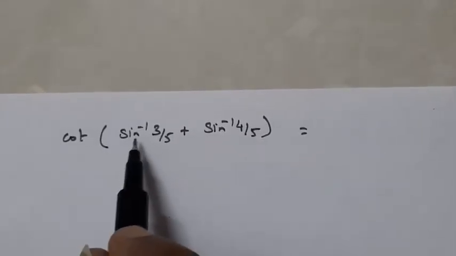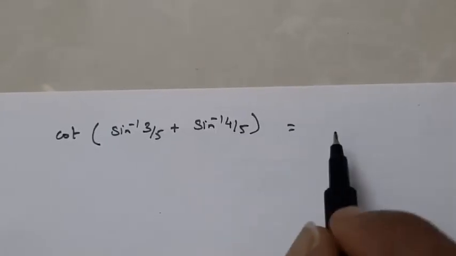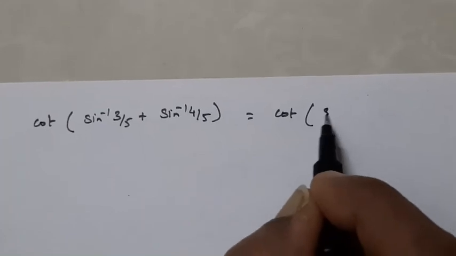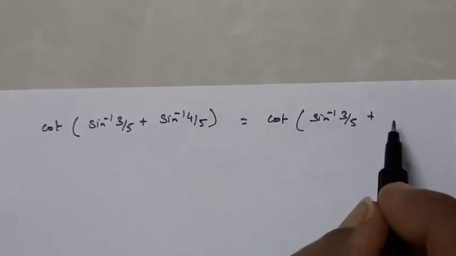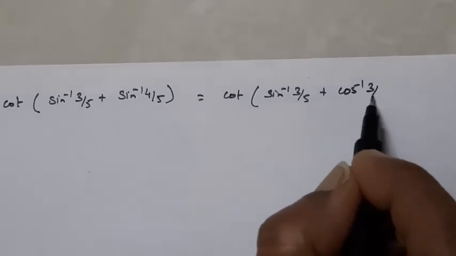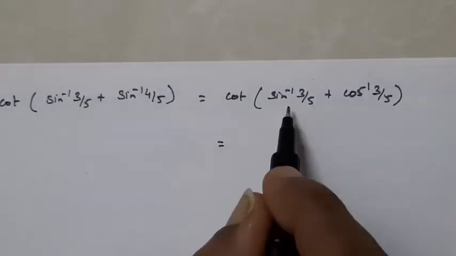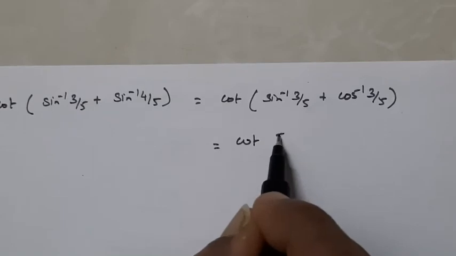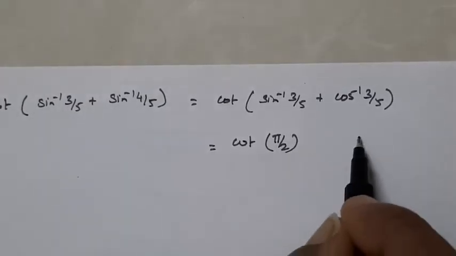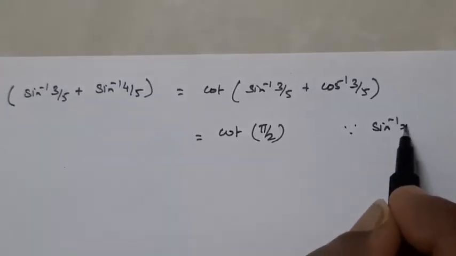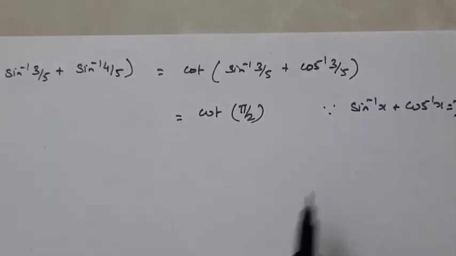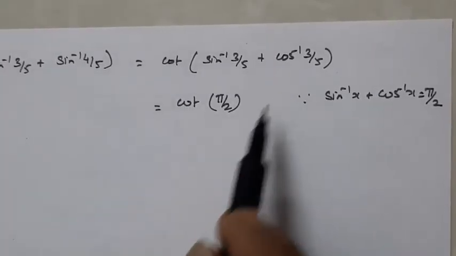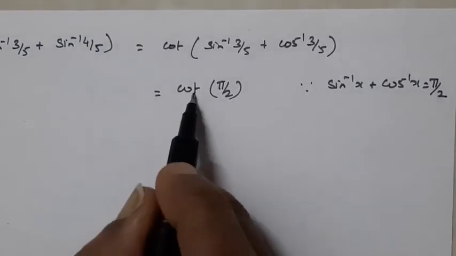Now cot of sin inverse of 3 by 5 plus sin inverse of 4 by 5 will now become cot of sin inverse of 3 by 5 plus cos inverse of 3 by 5, since we have found out sin inverse of 4 by 5 is equal to cos inverse of 3 by 5. Then by the cofunction inverse identity, since sin inverse of x plus cos inverse of x is equal to pi by 2, this will be equal to pi by 2 and hence cot pi by 2.